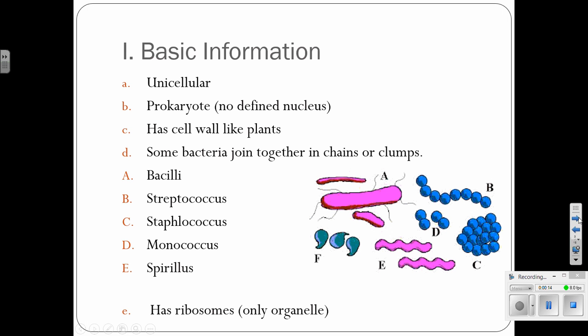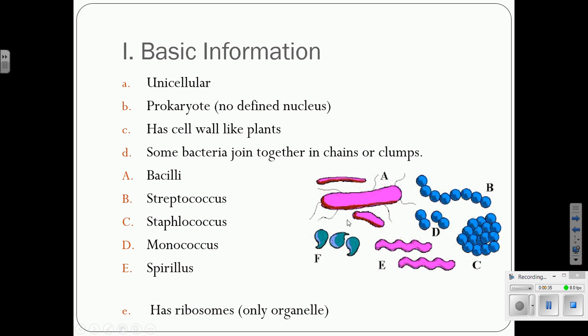So starting with just basic information about bacteria, don't forget that they're unicellular and that they do not have a nucleus, so therefore they're a prokaryote. They are going to have a cell wall, which makes them kind of like a plant, and then they kind of join together in chains or clumps. So we're going to take a look at a few of them here real quick.